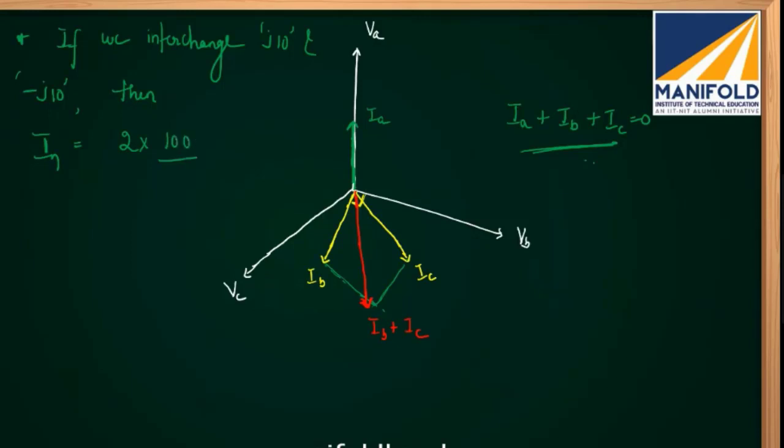100 divided by 5.77 ampere. Purely resistive current will flow in the neutral. You can try to solve this as homework. I'm giving a hint. If we interchange J10 and minus J10, then your neutral current will become this value. They have asked this question. They may ask that question also in the near future.